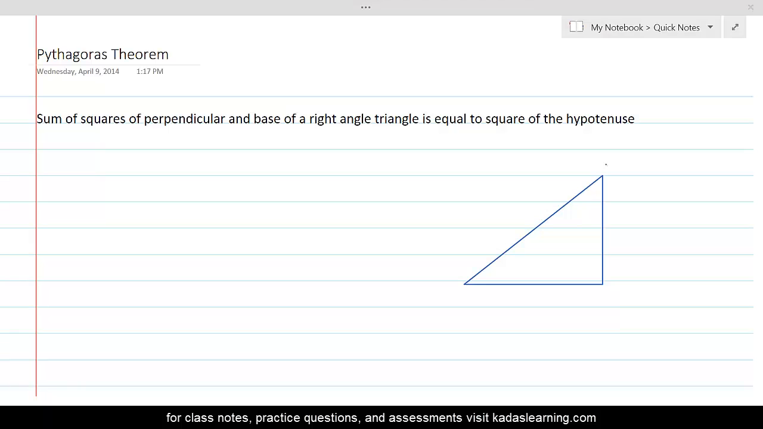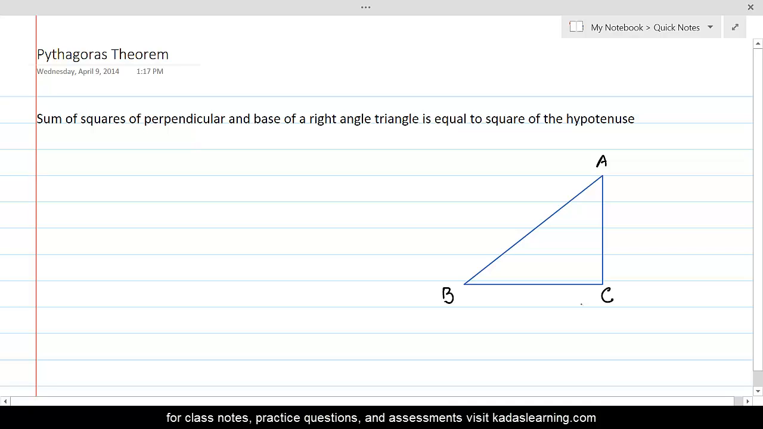In this lesson, we learn how to name different elements of a right angle triangle and use Pythagoras theorem to calculate missing lengths of a right angle triangle. For naming convention, let's name this triangle as capital A. Vertex will always be named with capital letters. So capital A, capital B, and this will be capital C.